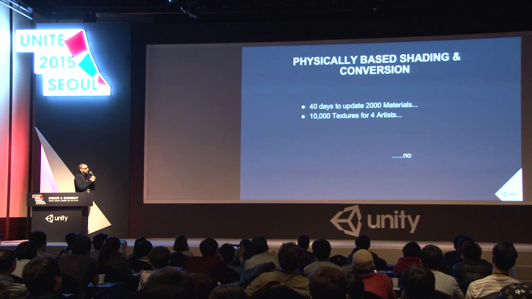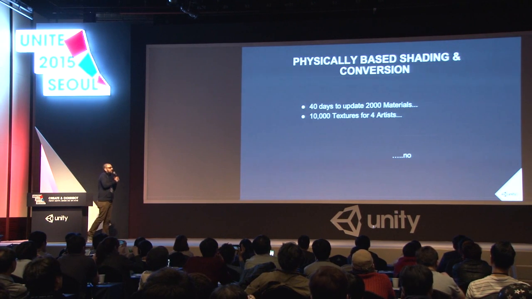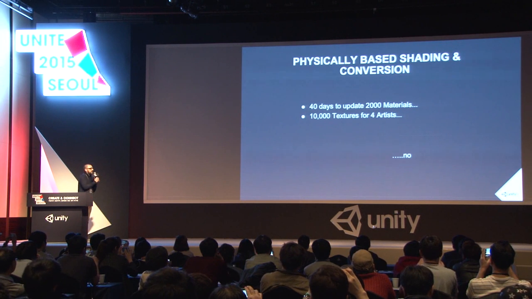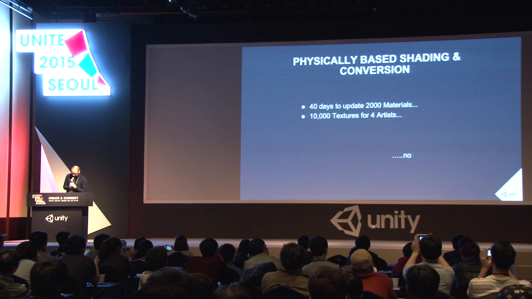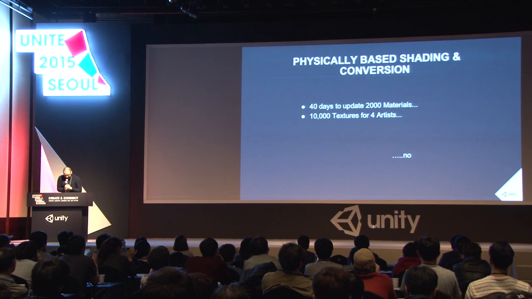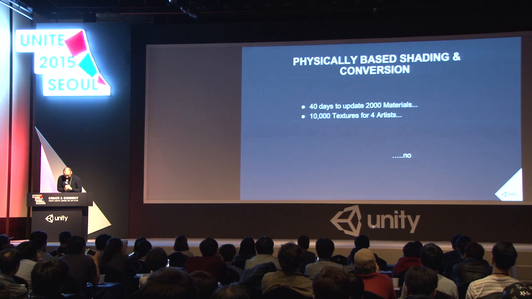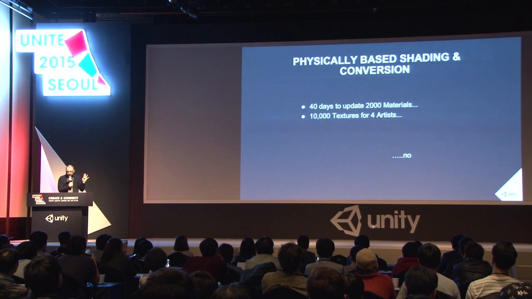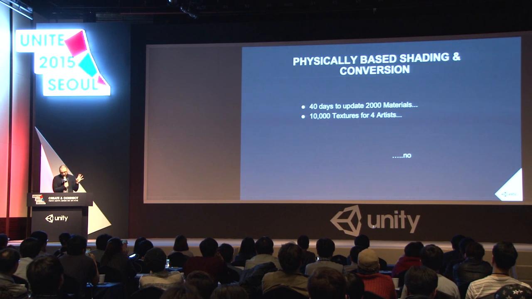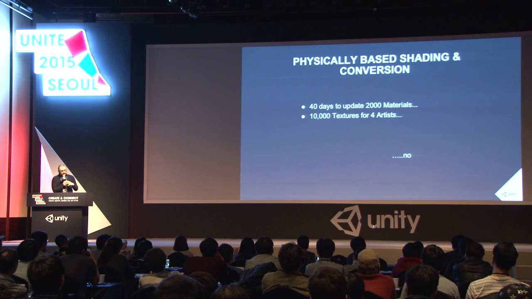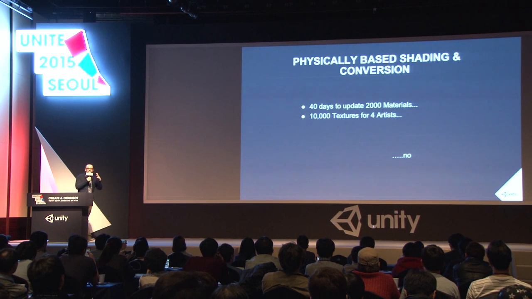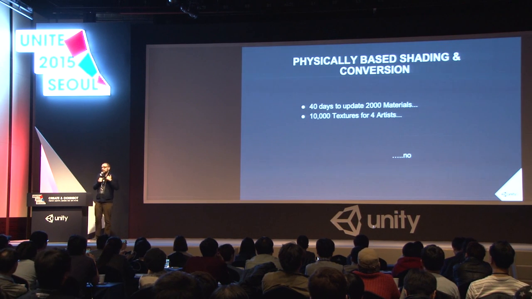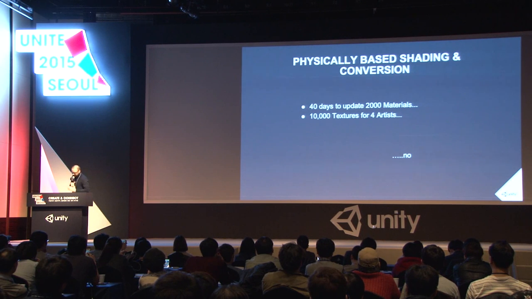Okay, let's talk about a big thing about our Unity 5 conversion, which is the physically based shading conversion process. The high level is that I was asking our art team, which at the time was about 4 people, to convert about 2,000 materials in 40 days. The way textures work in Unity 4 versus Unity 5 is completely different. It requires us to convert every single one of these textures.